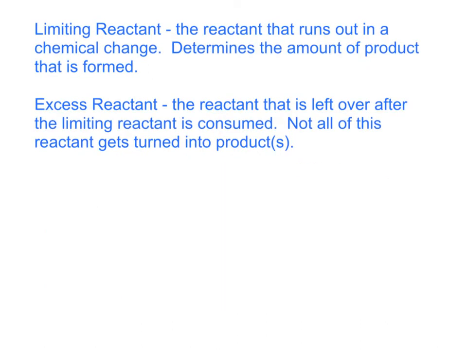All right, so here we have a limiting reactant and excess reactant defined. The limiting reactant is the reactant that runs out in a chemical change. It determines the amount of product that is formed, because once you run out of one chemical, you're done. Just like in the example, we ran out of tires. That's it. You can't construct any more completed bicycles. The excess reagent is whatever is left over that's not consumed, which would be considered waste in manufacturing or industry. You don't want to have a lot of excess reactant wasted each time.